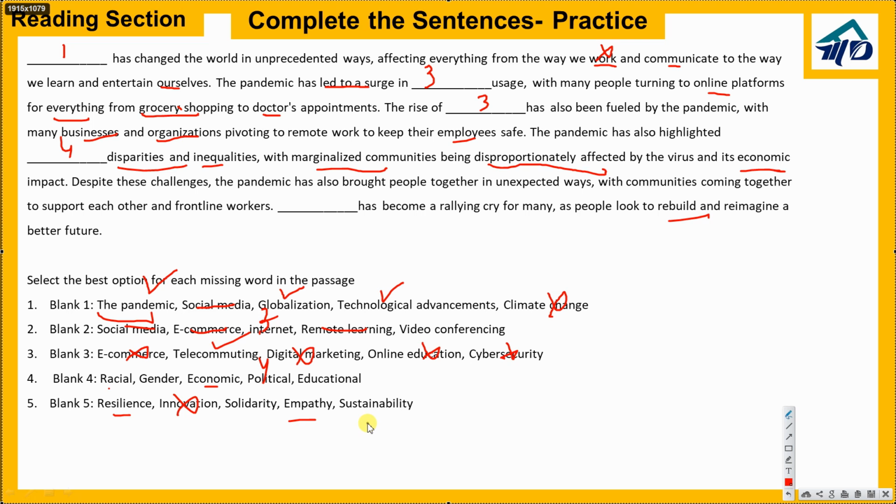So they're talking about the pandemic, how it affected the world, and now people are trying to rebuild their lives after the pandemic. So sustainability also won't be there. Up to some point, empathy, but resilience with the will to again stand. Because of that context, I'll go for resilience here.